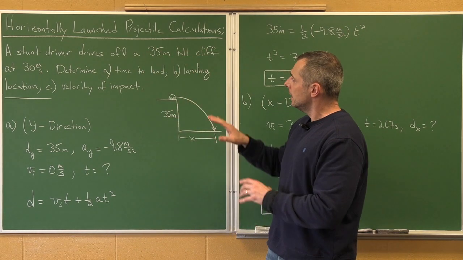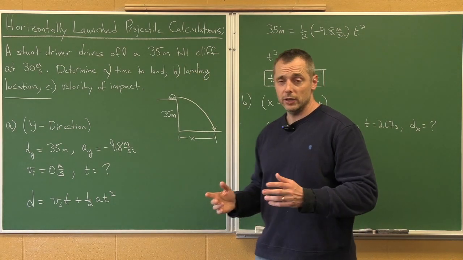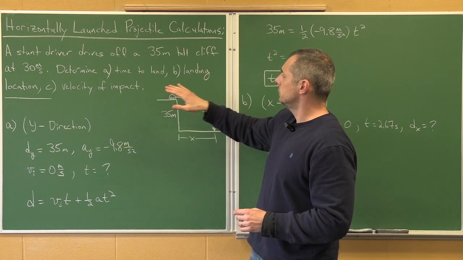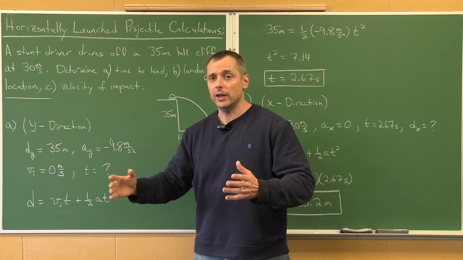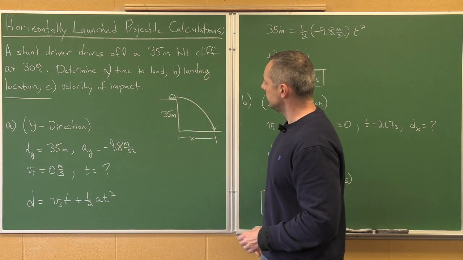Here's the problem. A stunt driver drives off a 35-meter tall cliff. Maybe there's some kind of scene in a movie with a car crash. And he's going 30 meters a second, which is over 60 miles an hour. Determine the time to land, the landing location, and the velocity on impact.